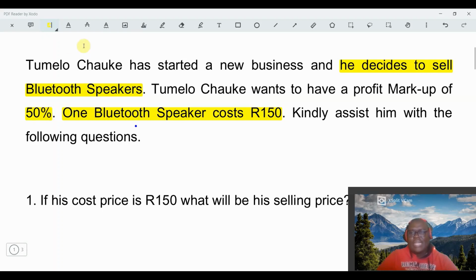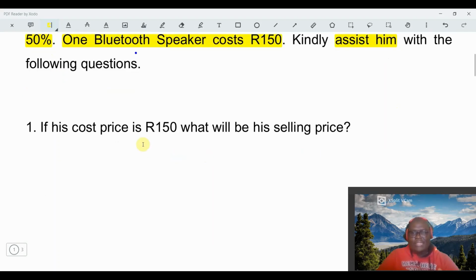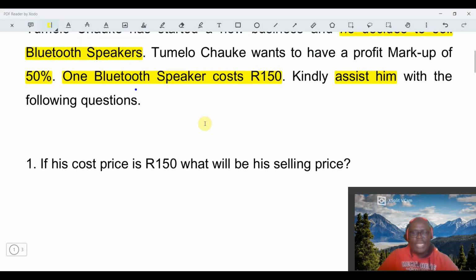So here they're telling us that we should kindly assist him. The moment they're telling us to assist him, it means that this person does not know what he's doing. So we need to assist him to make some sense of the information that is given to him at the current moment. So now let's firstly analyze what we were given in order to calculate the selling price, which is what they want us to get.